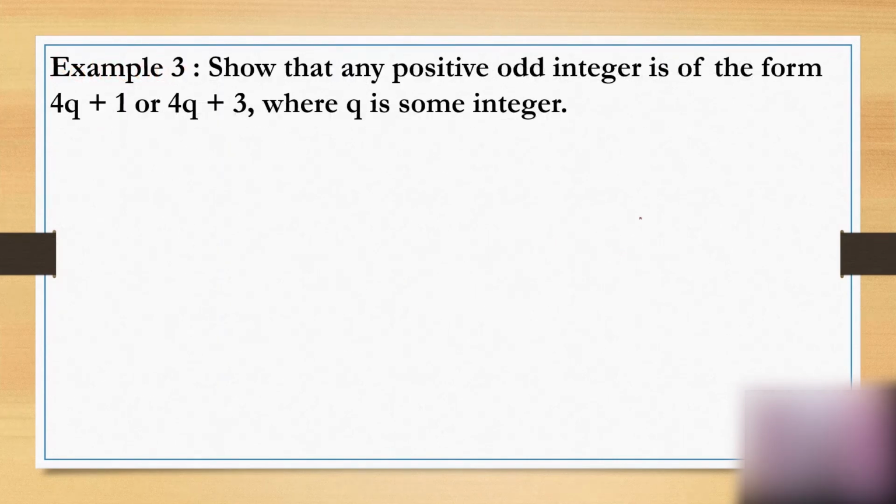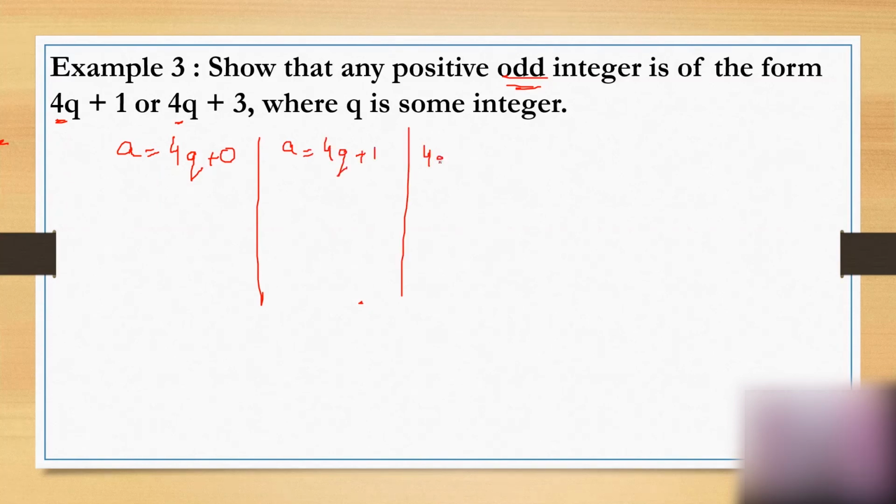Show that any positive odd integer is of this form, where q is an integer. Here we have seen that this is 4 only, here also 4. So we'll consider any number as a, let a be any number. Then if we divide it by 4, it will give 4 cases. Either it is completely divisible by 4, or it gives 1 as remainder, or it leaves remainder 2 according to Euclid division lemma, or it can leave remainder 3.